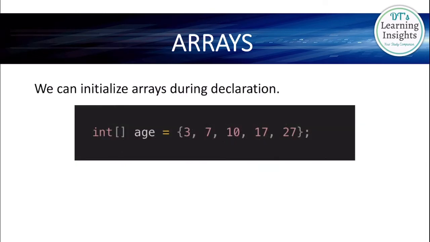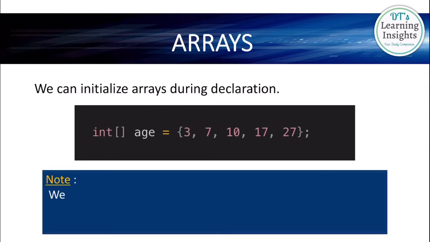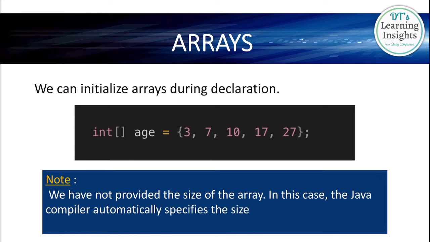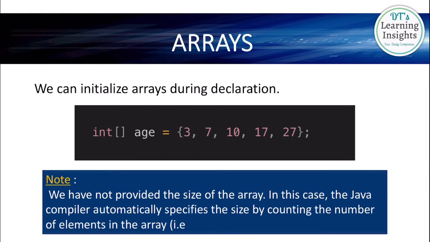Let's see another example. Here we are creating an array called age and it is having these 5 elements. One important point to note is that here in this example we have not provided the size of that array. If this is the case, then the Java compiler will automatically specify the size by counting the number of elements present in that array. For this array, the number of elements is equal to 5.